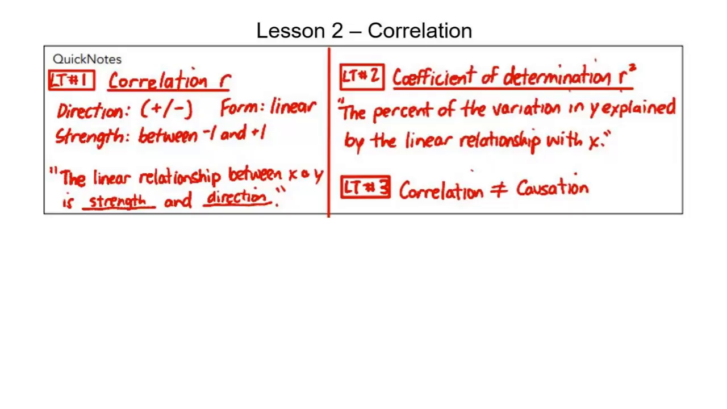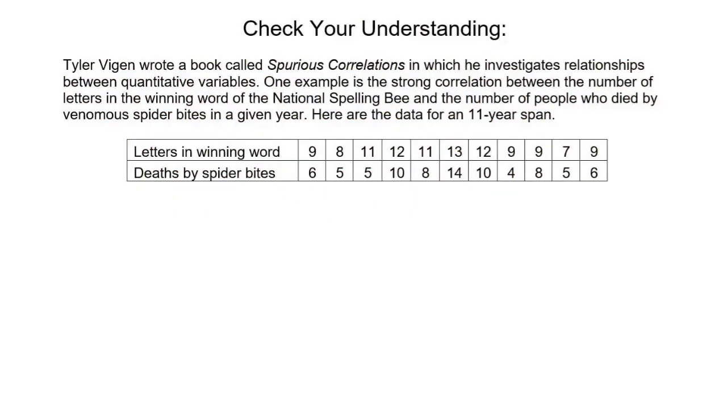If I'm in the habit of, anytime it's overcast in the morning, grabbing my umbrella before I walk out the door, and it happens to rain most of the time that happens, that doesn't mean that me bringing my umbrella is causing it to rain. All right, let's look at the check your understanding now.